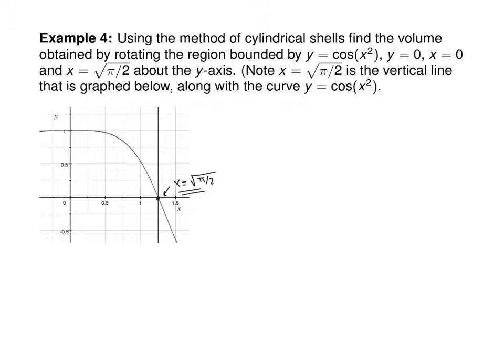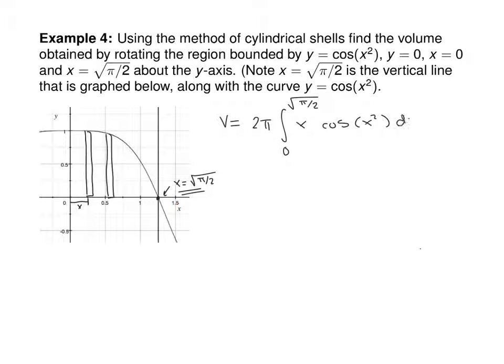All right, so we're slicing this way, spinning about the y-axis. So 2 pi integral from x equals 0 to root pi over 2. The distance out to a slice is x. The height of a slice is given by cosine of x squared. And that's the setup. From there, it's just doing a substitution.